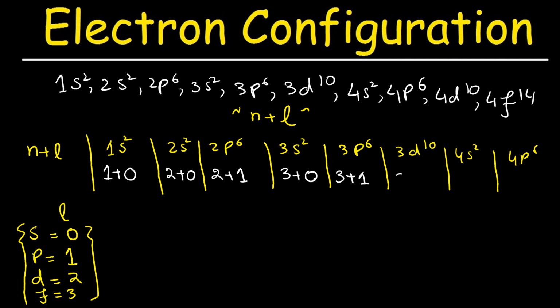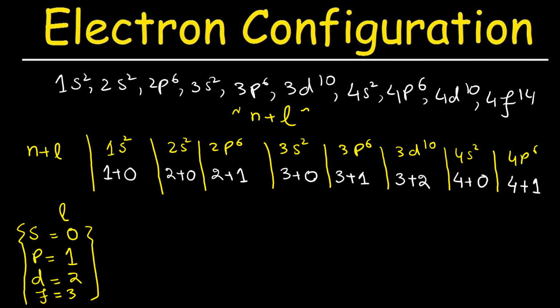Similarly, the principal quantum number for 3d10 is 3, and the azimuthal quantum number for d is 2. The principal quantum number for 4s2 is 4, and the azimuthal quantum number for s is 0. The principal quantum number for 4p6 is 4, and for p, the azimuthal quantum number is 1.